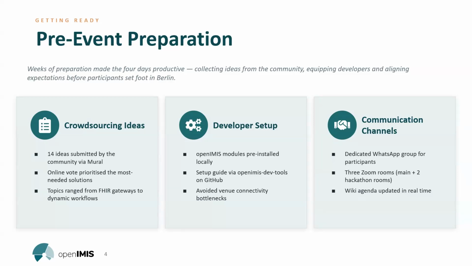We first did crowdsourced idea gathering, in which 14 ideas were submitted. We used Mural to gather those ideas. We opened those ideas to vote because we only had a team of 20, 25 people, and we could not do all 14 ideas. So we voted to prioritize the most needed ideas and solutions, which ranged from a FHIR Gateway to dynamic workflows. Later in the presentation, we'll explain the 3 ideas that were prioritized and worked on.